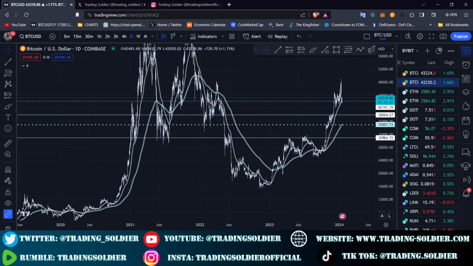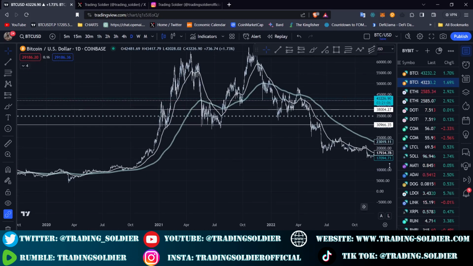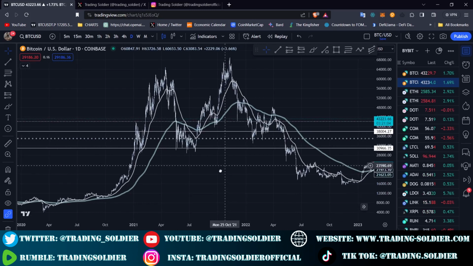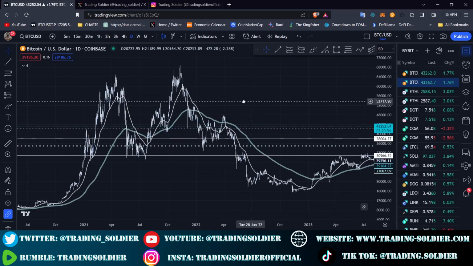So basically this is what a golden cross is. Simplified, to recap a little bit before ending the video: a golden cross is where the 50 moving average is crossing up through the 200 moving average, and a dead cross is when the 50 moving average is crossing down through the 200 moving average.